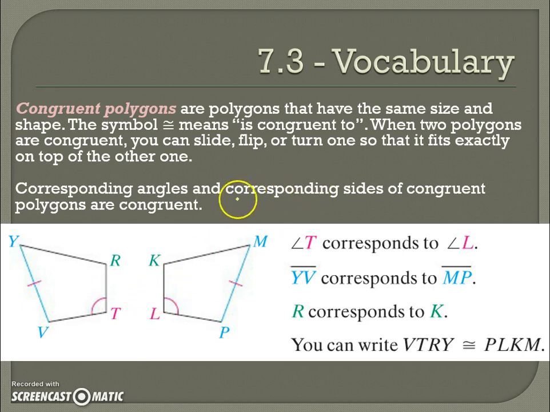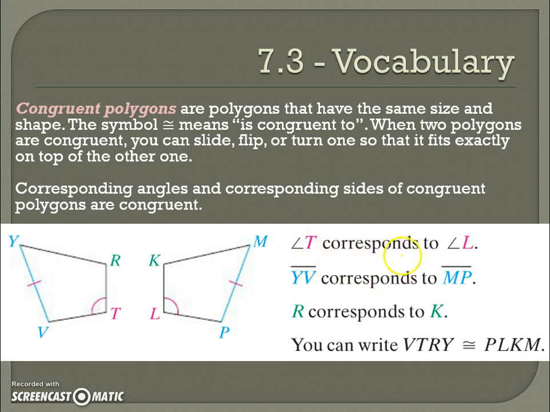And when you have that, you get these things that are called corresponding parts. So I have corresponding angles and corresponding sides that are congruent to one another. So notice this angle T and this angle L. They both have a single line right there. That tells us that this angle and this angle are the same. And this has a single dash and this has a single dash. So this side and this side, they are congruent. If this angle's here and this side's here, then that would mean KM is congruent to RY, or TV is congruent to LP. All these different parts are exactly congruent on here.